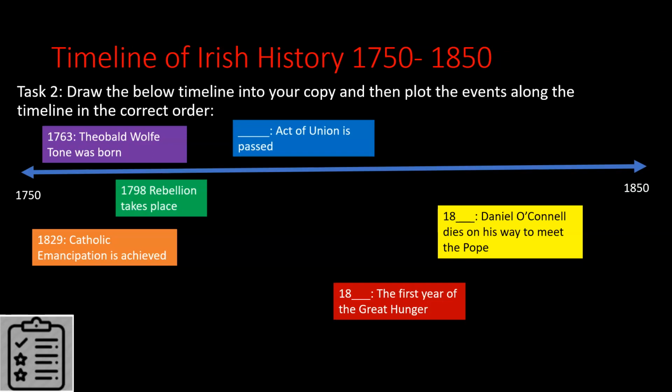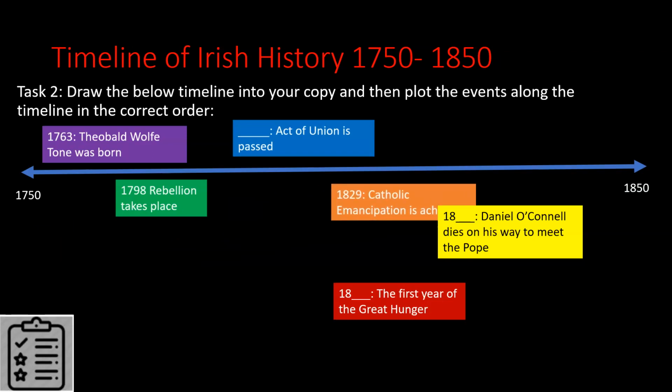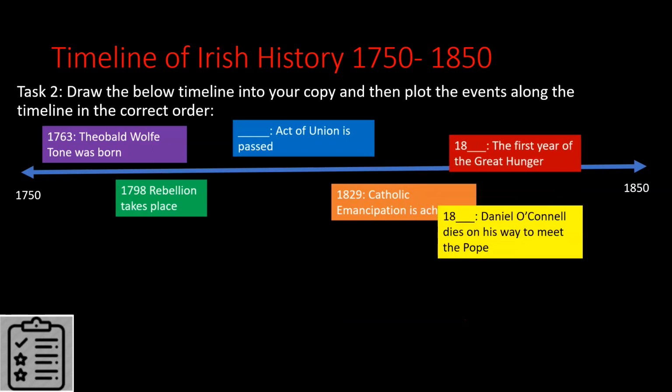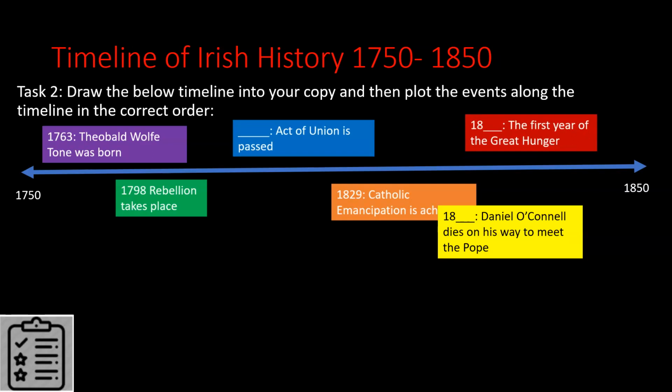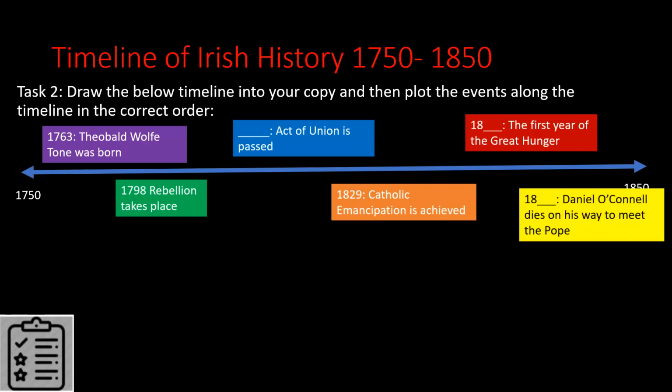After the Act of Union, we have the Catholic Emancipation, and as you know, this was achieved by Daniel O'Connell in 1829. We have the first year of the Great Hunger. The Great Hunger is another name given to the famine, and that would be in 1845. And then finally, 1847 is the year you're looking for here, and that is when Daniel O'Connell died on his way to meet the Pope.